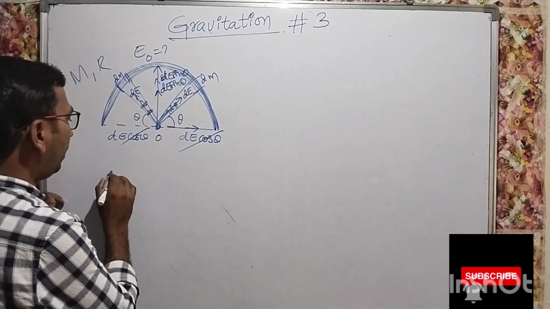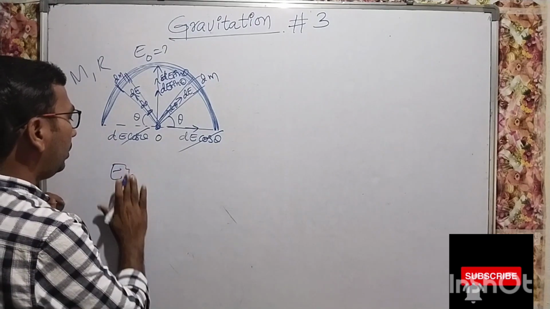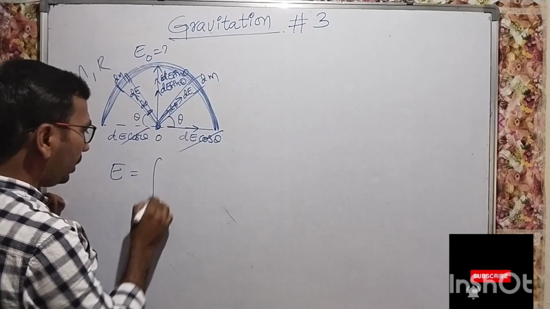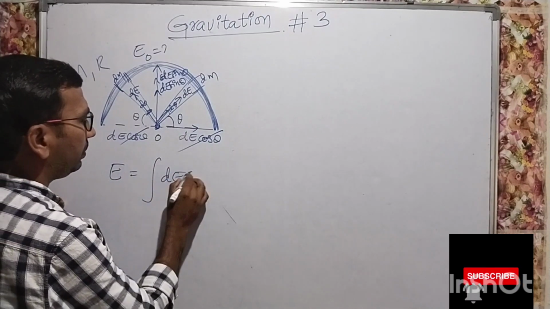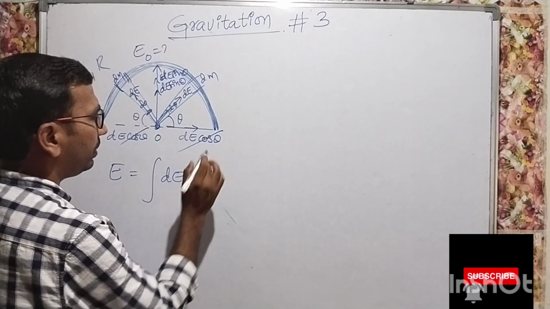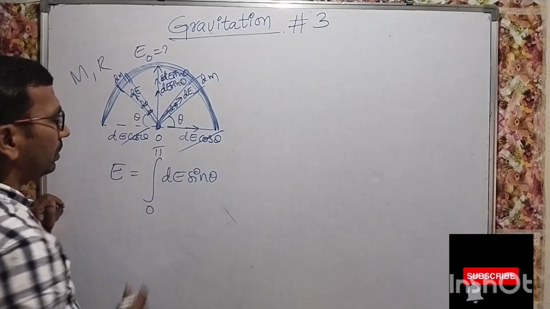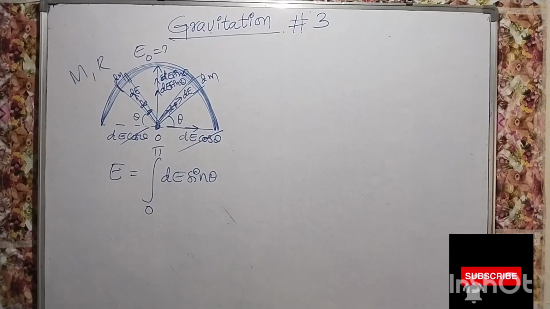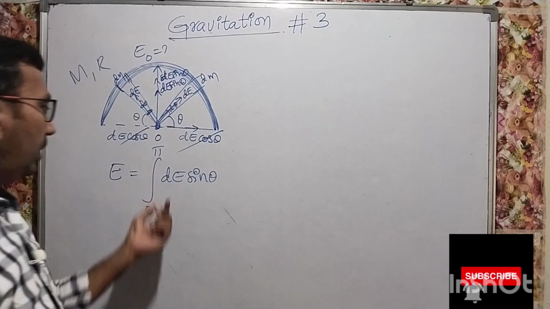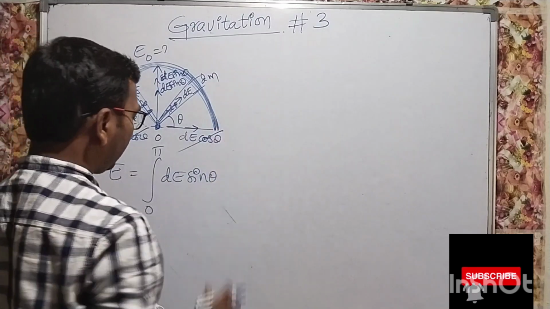So the net gravitational field is equal to the integration of dE sin theta from 0 to 180, from 0 to pi. You can find this. So first you can find the small dE. Here I am doing it.